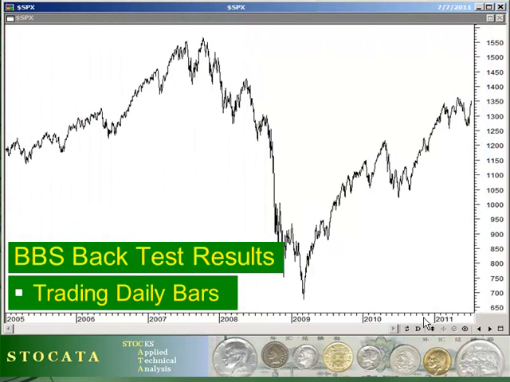BBS backtest results, trading daily bars. BBS will mainly profit from trading long positions, but as we have mentioned already, it will also trade short during a longer term downtrend. To be able to compare results, I'm using the same fixed selection of 38 stocks that I used in many cases before, with a fixed start and end date from January 2005 till the beginning of July 2011, a period of about 6.5 years.